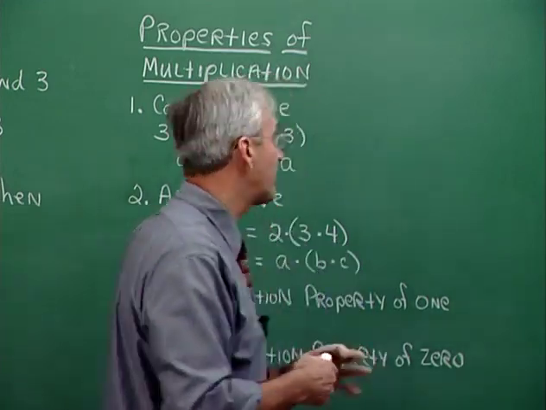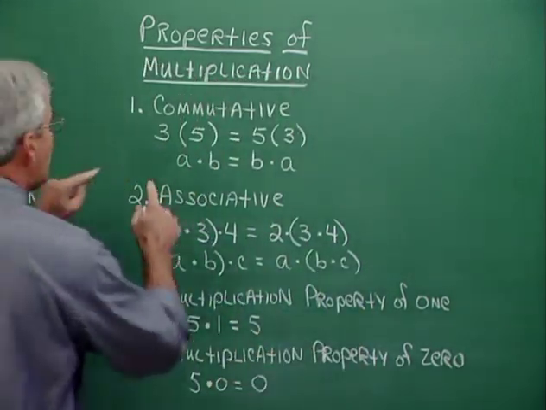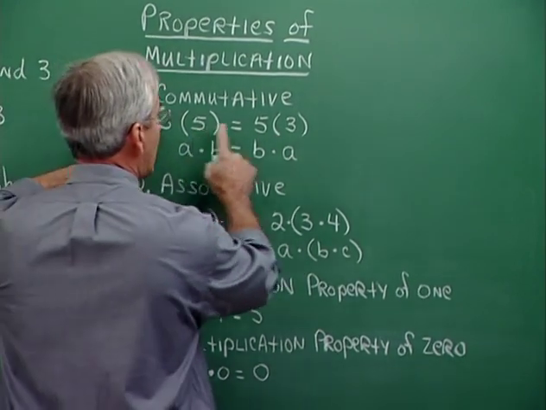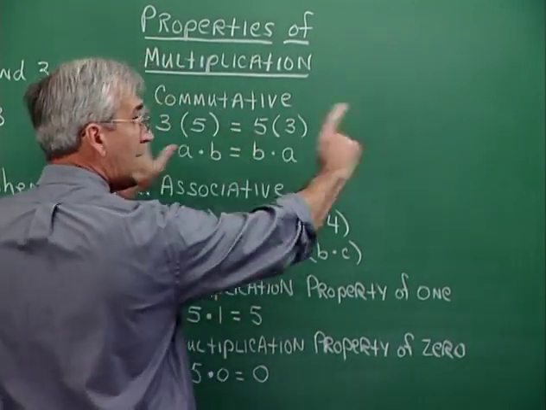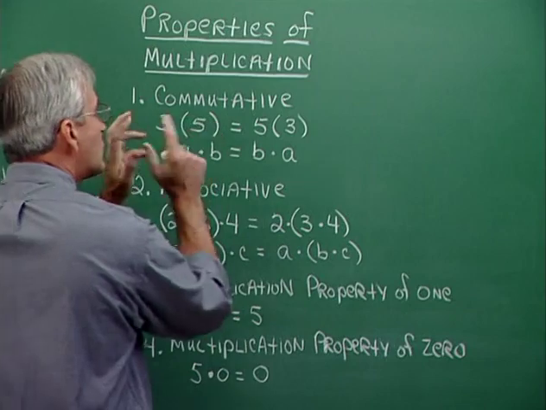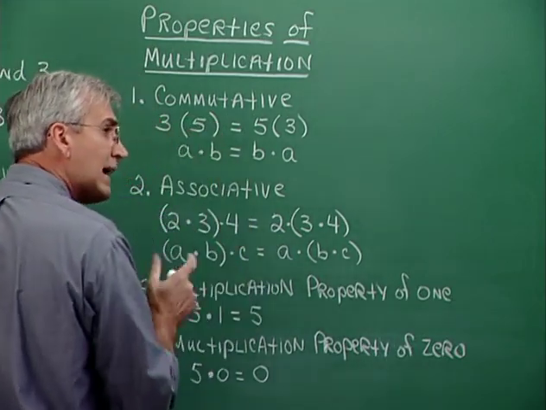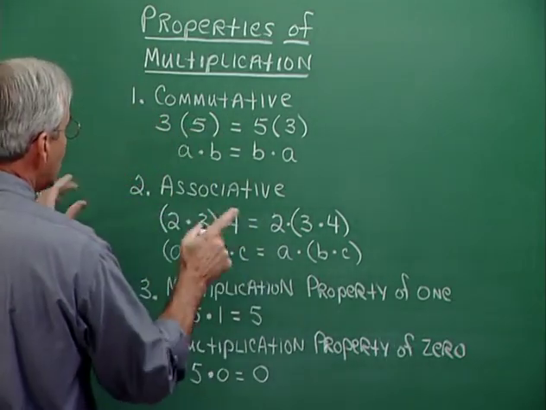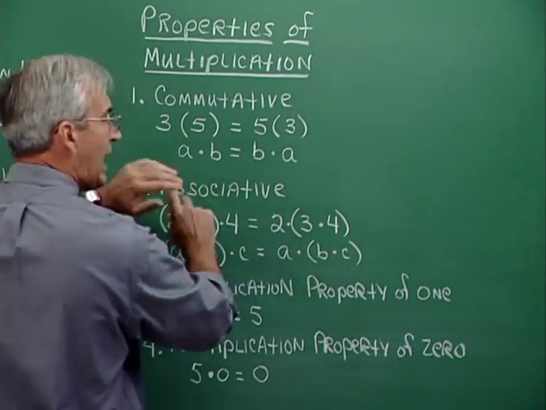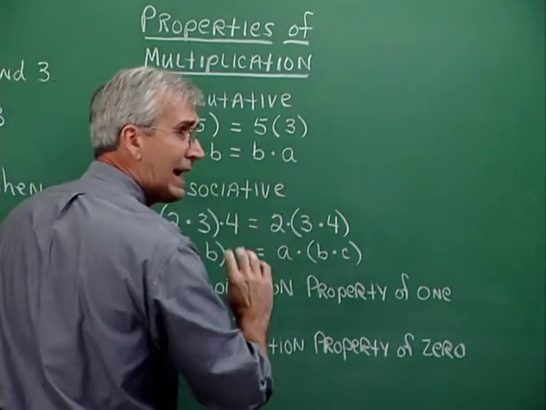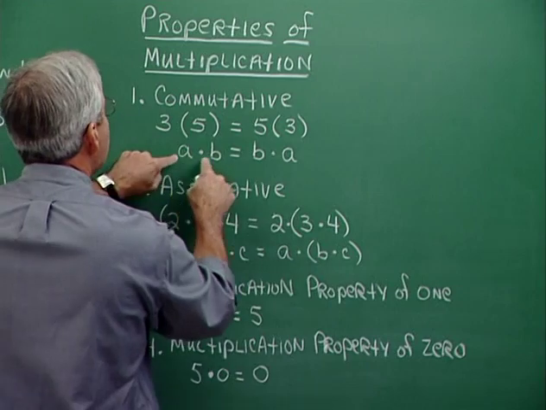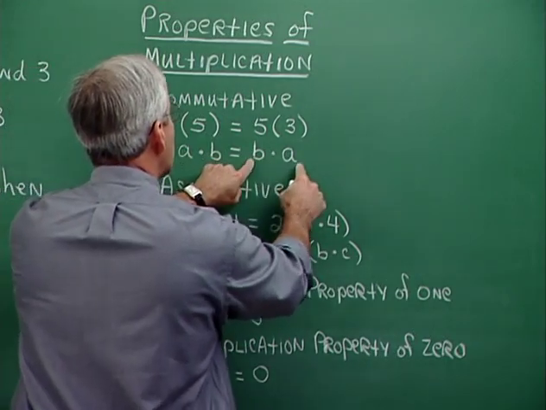But there is a commutative property for multiplication because we know that 3 times 5 has the same value as 5 times 3. It's 15 in either case. So we can change the order of items being multiplied. To generalize the situation, we would say that if A and B are any old ordinary everyday household whole numbers, then A times B is equal to B times A.